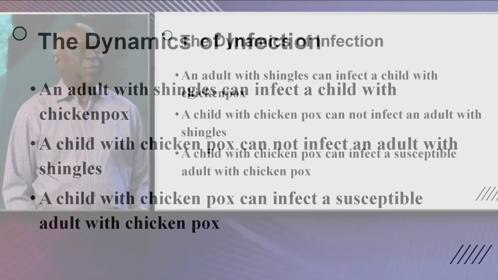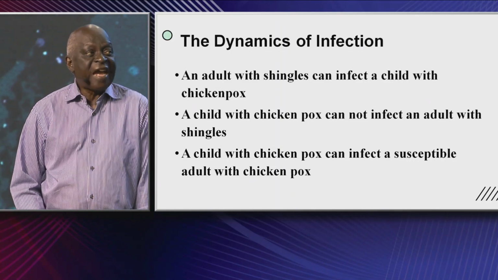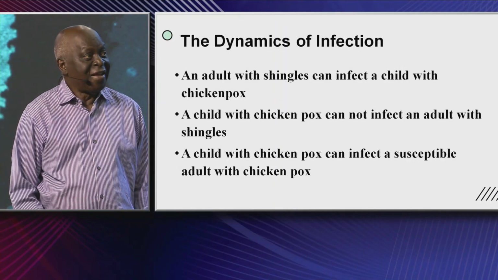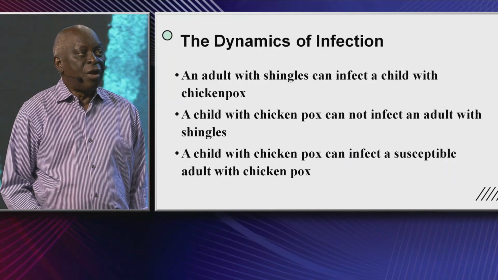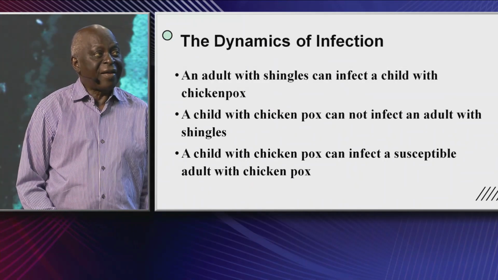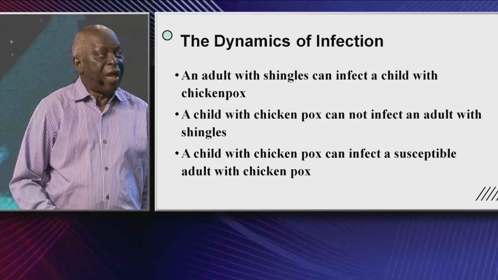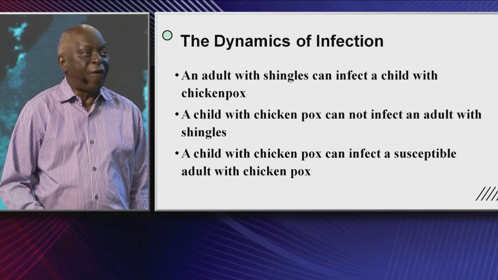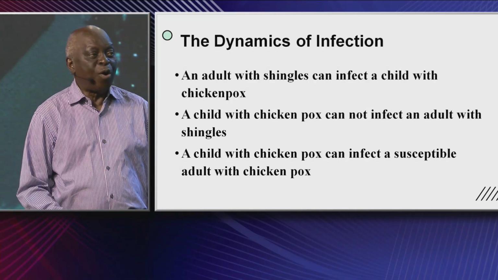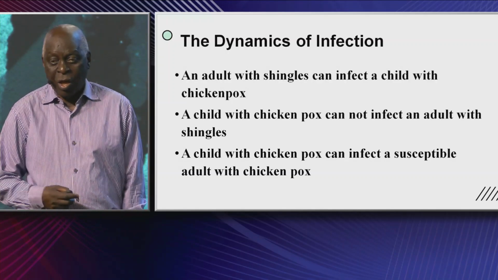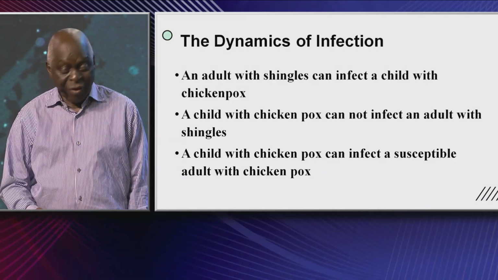What is the dynamic of infection? This is interesting. An adult with shingles can infect a child with chickenpox. Let's follow this story very well. It's really very interesting. I used to enjoy this part of the story. An adult with shingles, that is a grandpa, can infect his grandchild with chickenpox. But that child cannot infect the adult with shingles. However, a child with chickenpox can infect a susceptible adult who had not had chickenpox before. Let's follow this dynamic of infection. It's really very, very interesting.